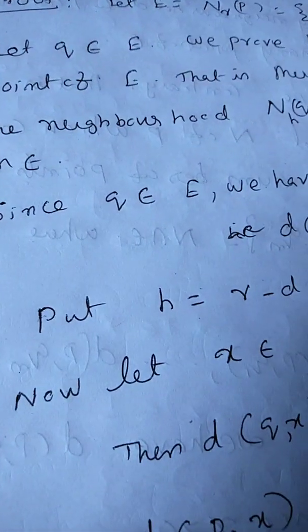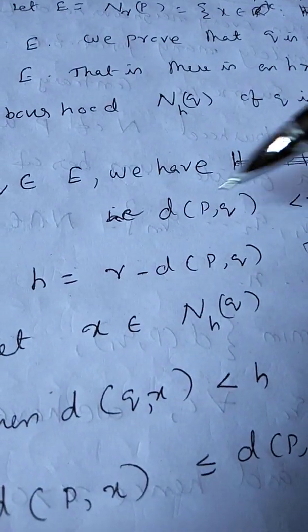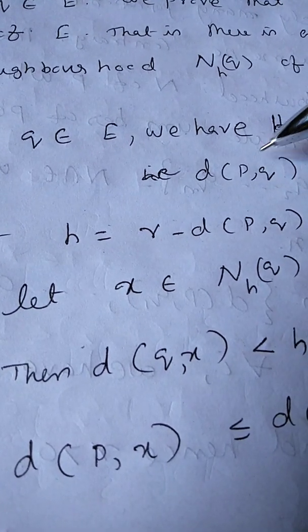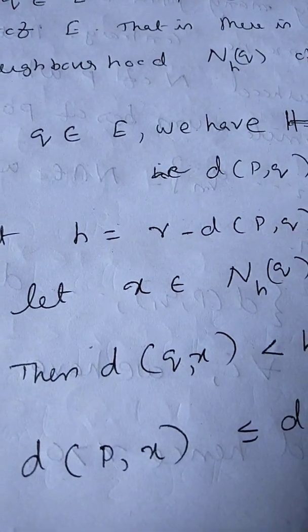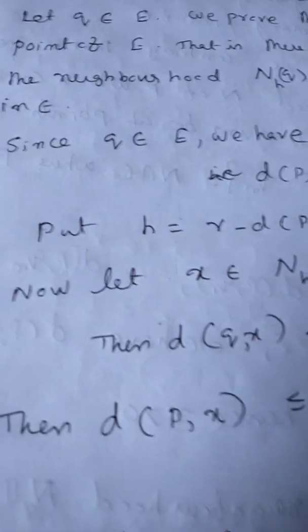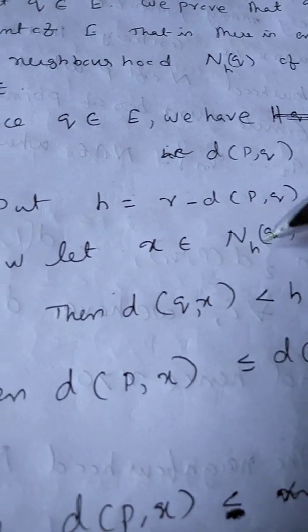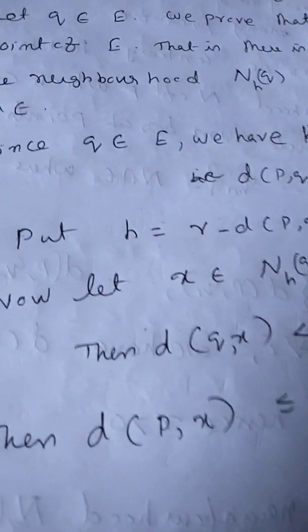Since q belongs to E, we have d(p,q) less than r. So, put h equal to r minus d(p,q). Since r is strictly greater than d(p,q), r minus d(p,q) is strictly greater than 0. It is a positive number. Now, consider the neighborhood N_h(q) of q of radius h, and let x belong to this.